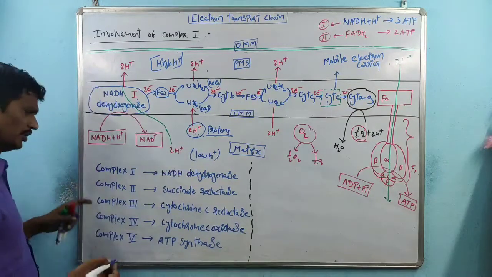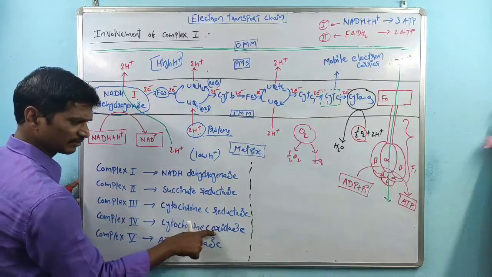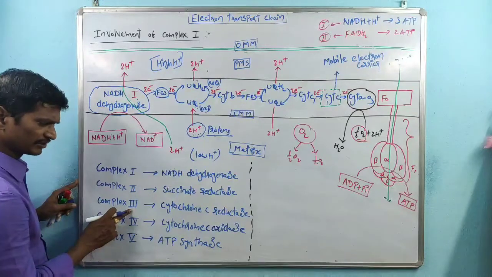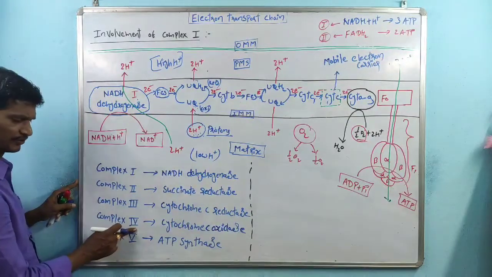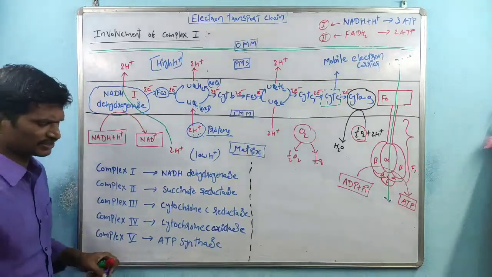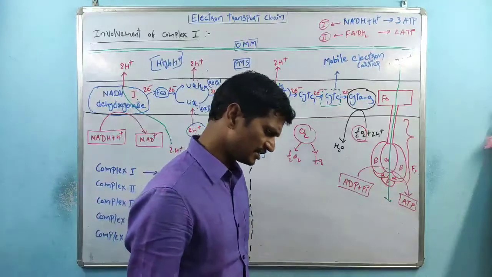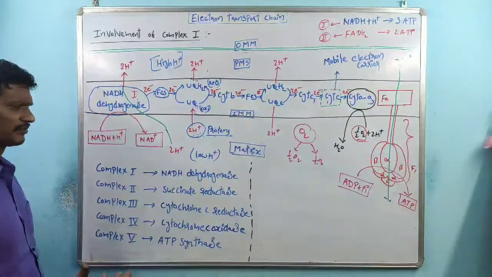Cytochrome C oxidase. See the difference between complex 3 and complex 4. One is the reductase, the other one is the oxidase. So cytochrome C reductase is complex 3. Cytochrome C oxidase is complex 4, right? And complex 5, that is the last complex, the ATP synthase enzyme. These are the 5 complexes having different types of names.